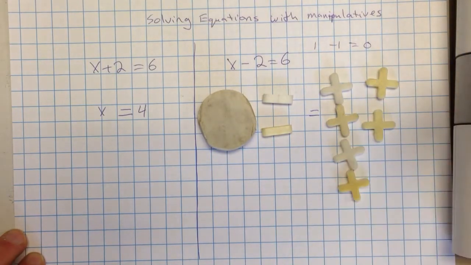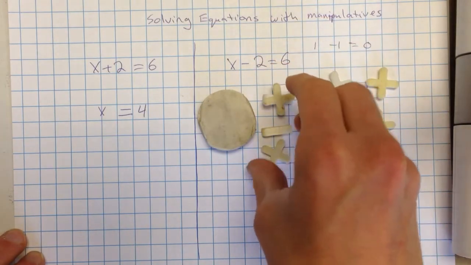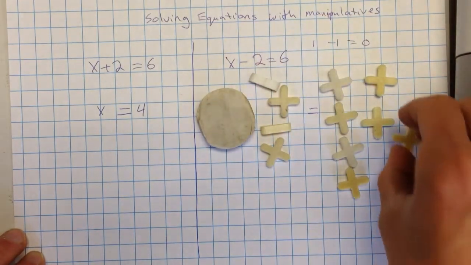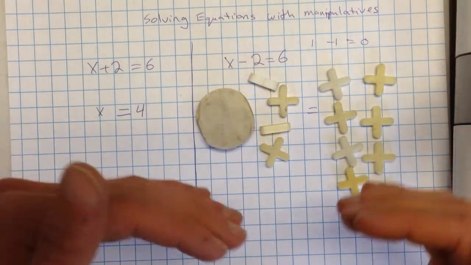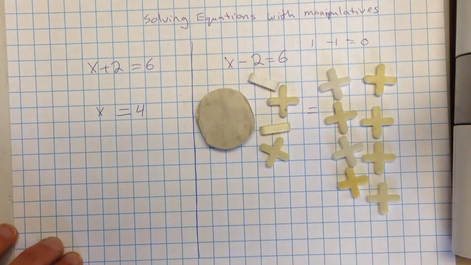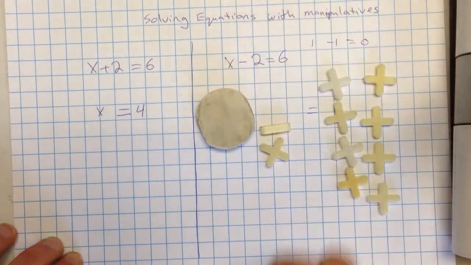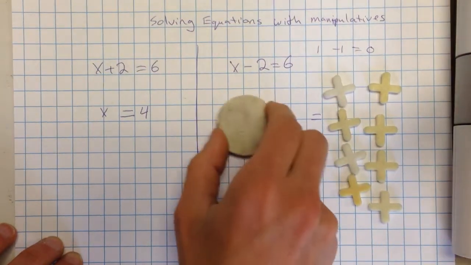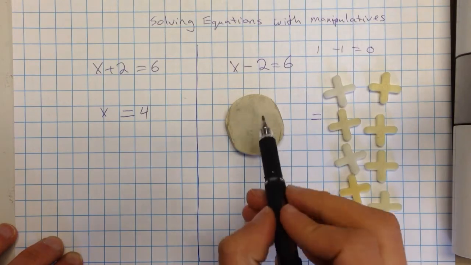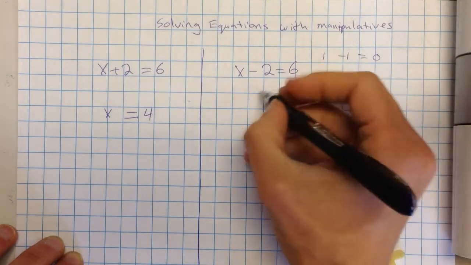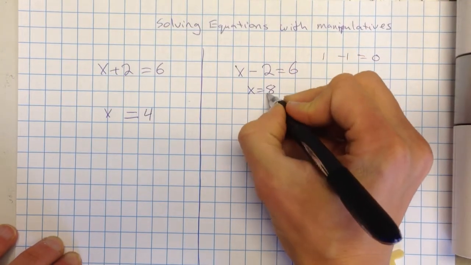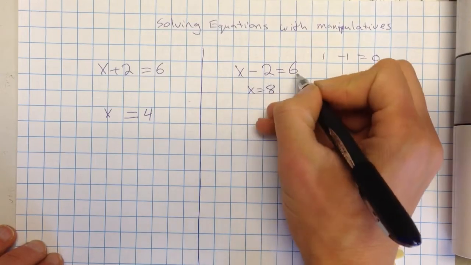Now I want to get rid of these 2 negatives. To isolate the variable, I'm going to have to add 2 positives. If I add a positive there and there, and a positive there and there, I'm not changing the value at all because I kept it balanced. Now I can take away any pairs. Take away 1 pair, take away 2 pairs. On this side, I have no pairs to take away. So we can see that x is equal to 1, 2, 3, 4, 5, 6, 7, 8. If we plug this back in, we see 8 minus 2 equals 6. So x equals 8.